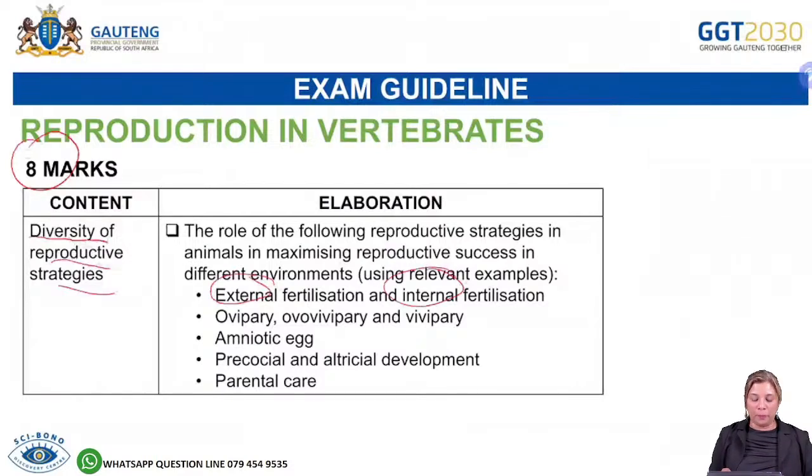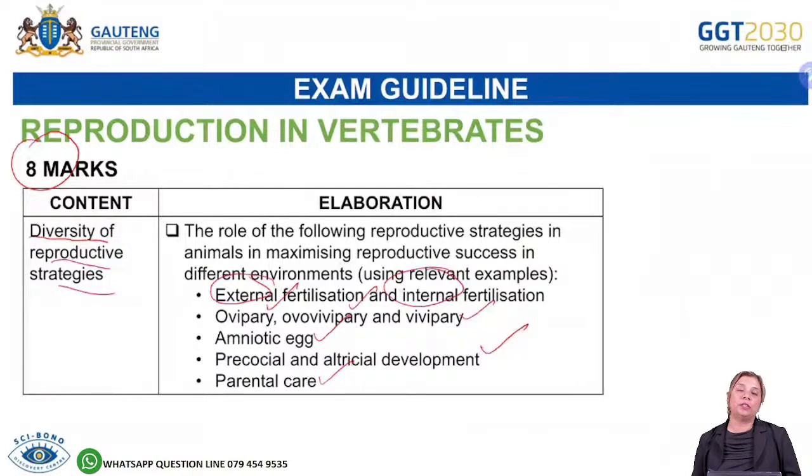You need to know the definition of oviparity, ovoviviparity and viviparity. It sounds so fancy, but it is so easy to understand. Then you need to know the amniotic egg. So the amniotic egg is very, very similar to your normal chicken's egg. And this egg has components which serve to supply the embryo with nutrients, with oxygen, and remove waste, same like our bodies. Then you have precocial and altricial development, as well as parental care.